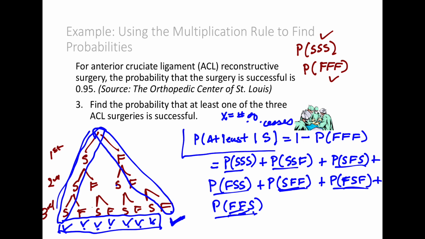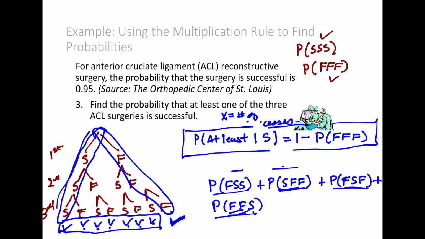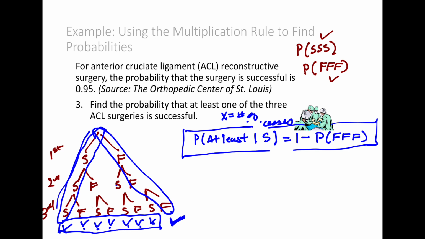This is a formula you can take to the bank. Whenever they ask us for at least 1, it's always going to be the complement, or 1 minus the probability of all failures. And that is a much easier way to find this. I'm going to erase all these because I don't want to find all those paths and add them up. I just want to find the complement of probability, if X is the number of successes, that X is greater than or equal to 1, is going to equal 1 minus the probability of failure. So that would be 0.05 times 0.05 times 0.05.